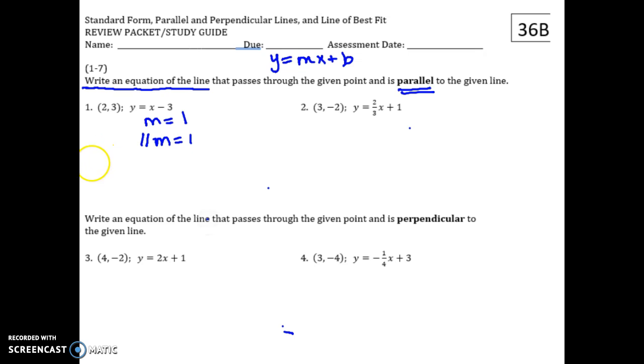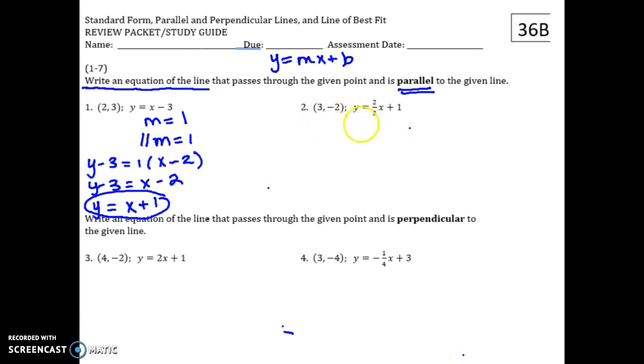So when I use point slope form, it's y minus 3 is equal to 1 times x minus 2. I then distribute: y minus 3 is equal to x minus 2. I add 3 to both sides and I end up with y is equal to x plus 1. So there's my equation of the line that is parallel to this line here, and it would go through that point if I graphed it.